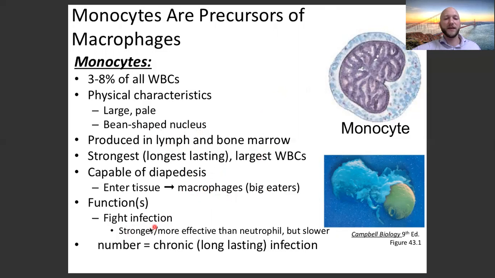They fight infection. They're stronger and more effective than neutrophils, but they're slower to respond. So neutrophils are the quick, fast-acting ones. These are slower to respond, but they're stronger and more effective than neutrophils. You can see here, this macrophage is starting to engulf a cell. Increased number would indicate a chronic or long-lasting infection.